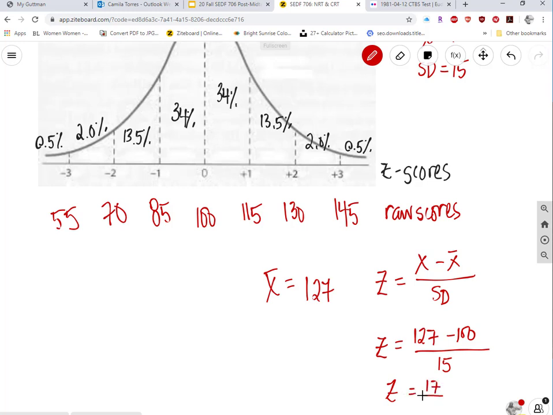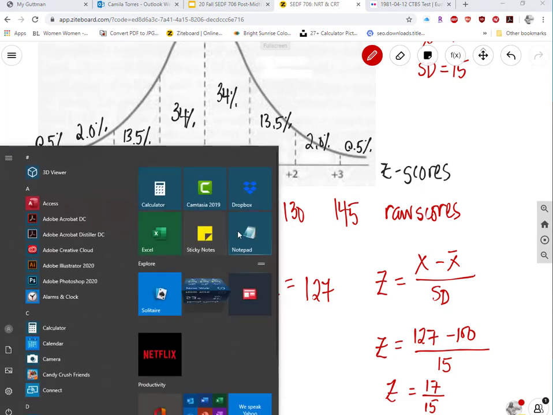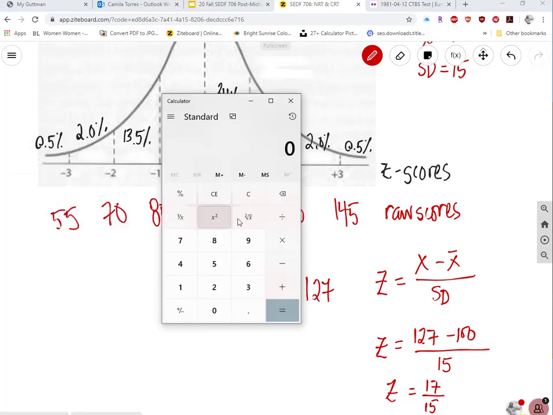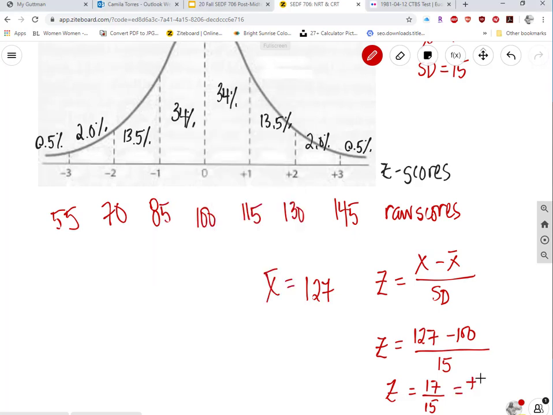then you could just pop that into a calculator, and I will drag my calculator over so that we can work it out together. Here is my calculator. 17 divided by 15 is 1.133. The student has a z-score of positive 1.133. Okay, so that gives you an idea of, wow, that student's doing better than about 84% of all students.